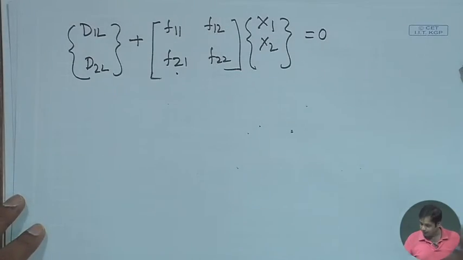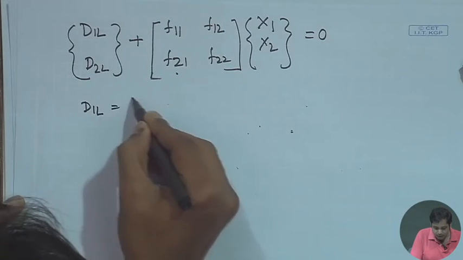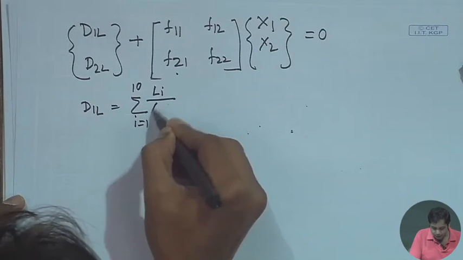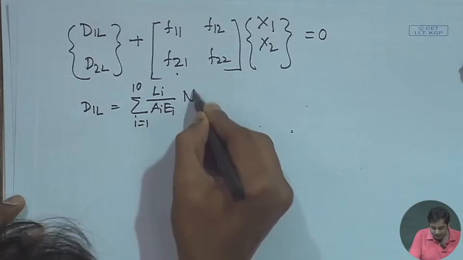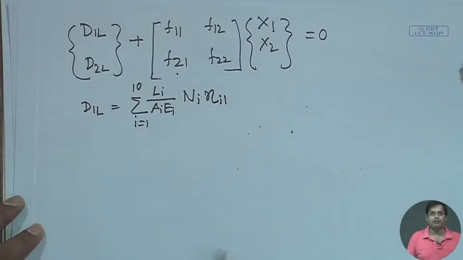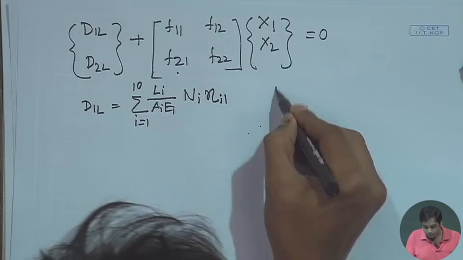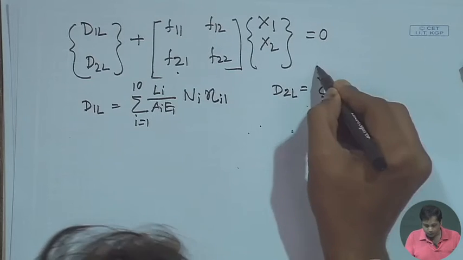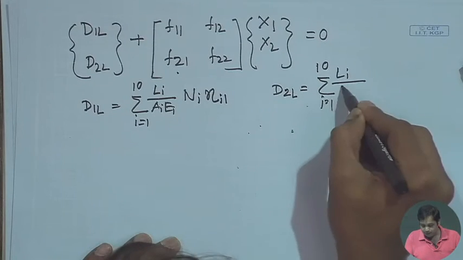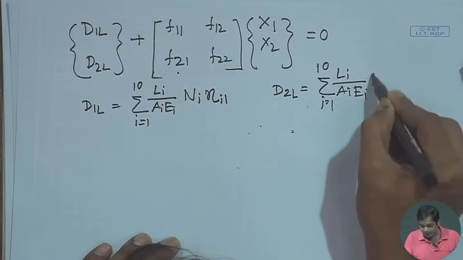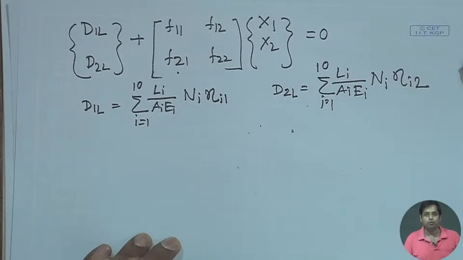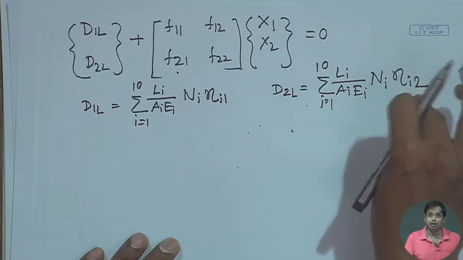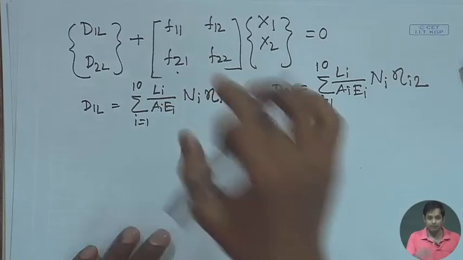And then we can write that d1L is equal to summation of i equal to 1 to 10, Li by AiEi, and this is Ni, small n i1. Okay, and please, this is very important, d2L is equal to summation of i equal to 1 to 10, Li by AiEi, and then capital Ni, small ni2. This is in the direction of the second redundant, and the first is in the direction of the first redundant.